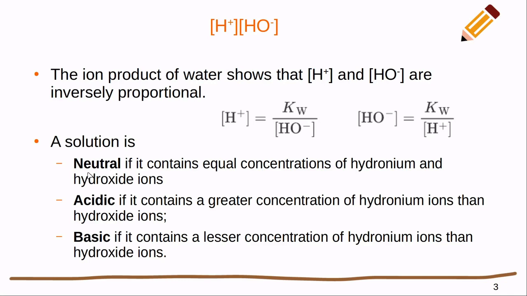Now we have a couple of definitions here. A solution is neutral if it contains equal concentrations of hydronium and hydroxide ions. It's acidic if it contains greater concentrations of hydronium ions than hydroxide ions, and it's basic if it contains lesser concentration of hydronium ions than hydroxide ions. So when hydroxide ions are dominating, it's basic. When hydronium ions are dominating, it's acidic, and when they're equal, it's neutral.